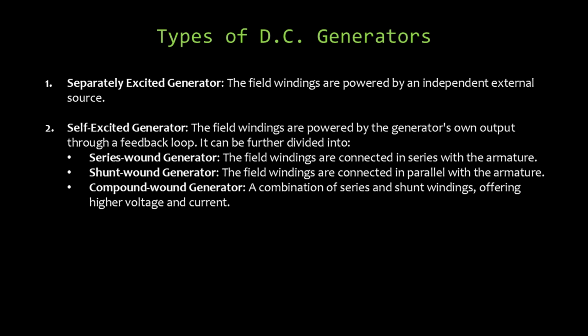Within self-excited generators, we find three subtypes: series wound, where field windings are in series with the armature; shunt wound, with windings in parallel; and compound wound, combining series and shunt windings for enhanced performance and versatility.